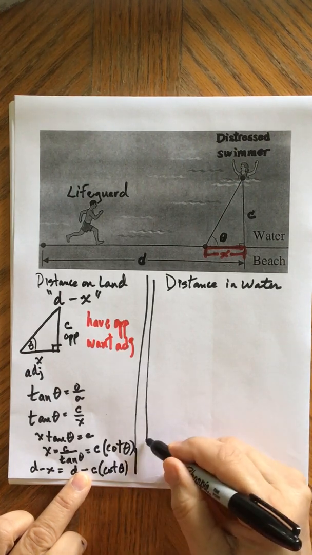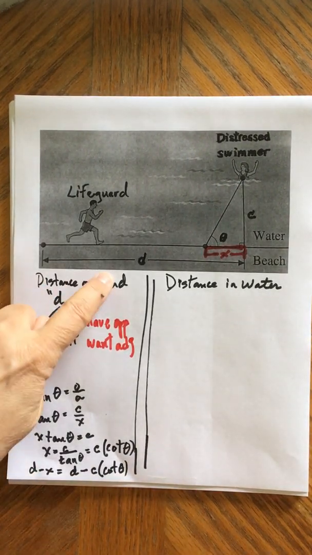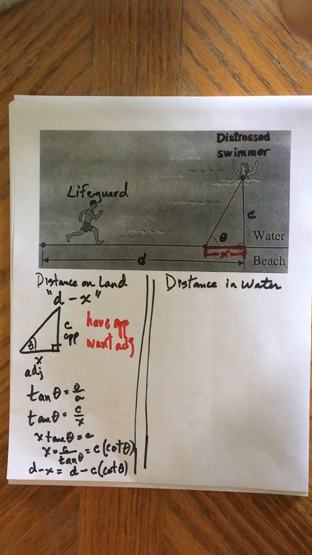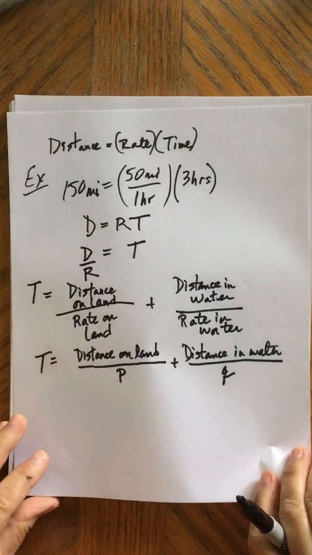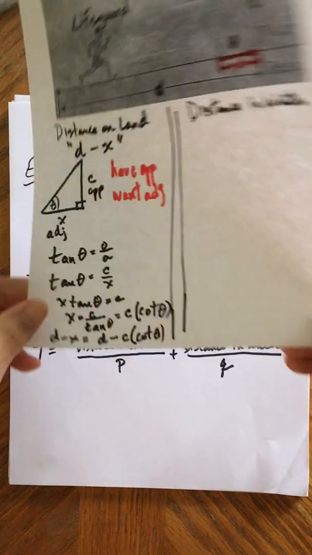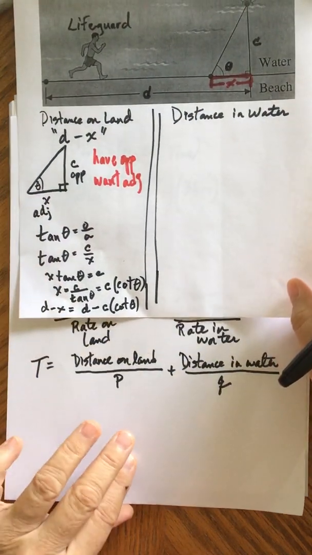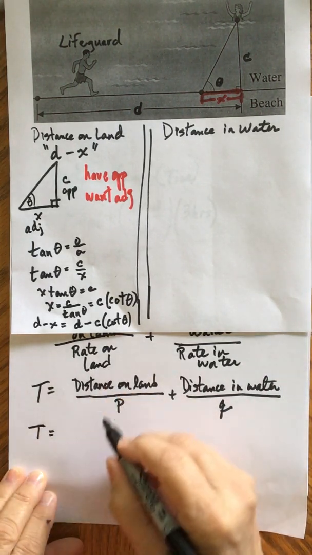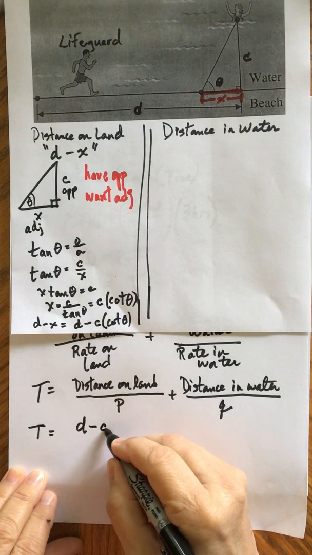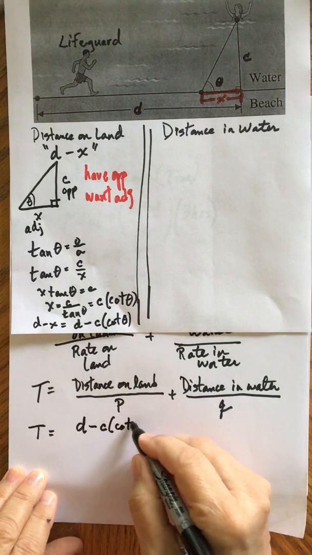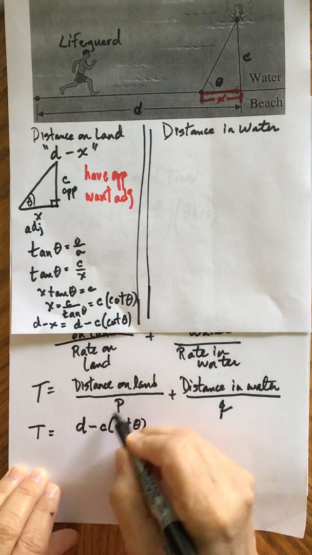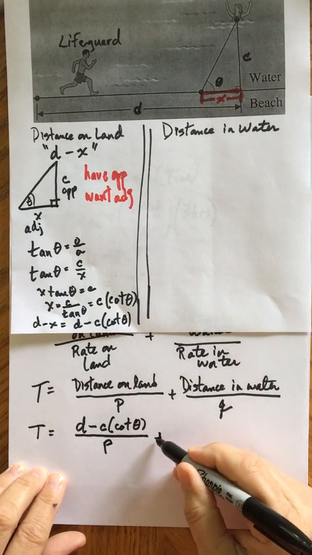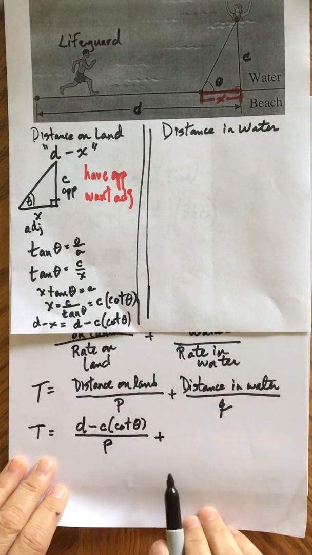So we've figured out the distance on land. It's D minus X, which is D minus C cotangent theta. So let's put that in there. So T is distance on land, which is D minus C times cotangent theta, and then we have all divided by P. Now we do plus, and now we have to find distance in water and divide it by Q.